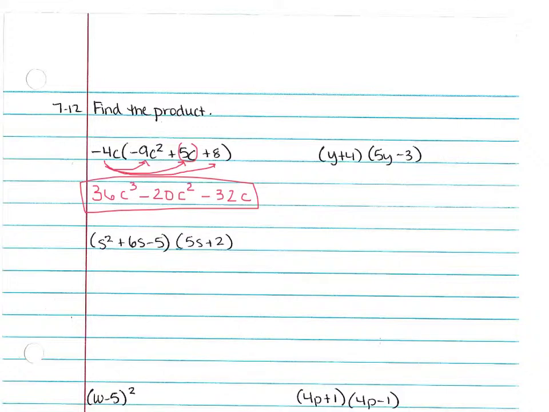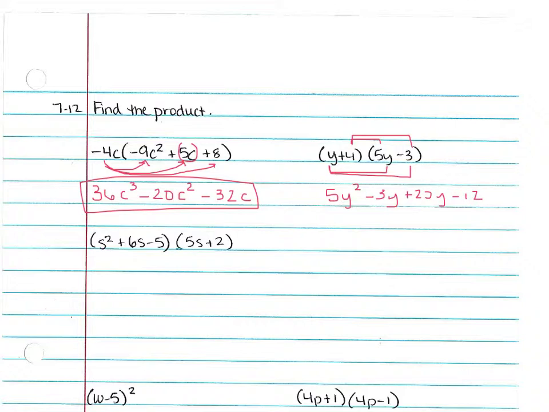For the next one, you may choose to either do the FOIL method or set up a table. We're going to choose to do the FOIL method for this one. So it's first times first, so that's going to give us 5y squared. Outside times outside, y times negative 3 is a minus 3y. Inside times inside, 4 times 5 is positive 20y. And then last and last, 4 times negative 3 is a negative 12.